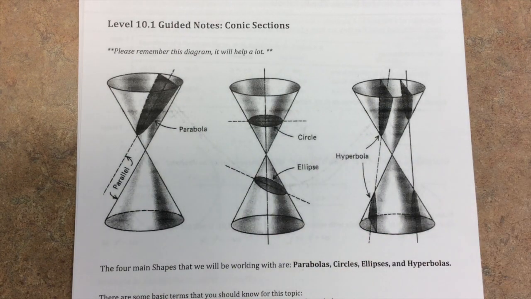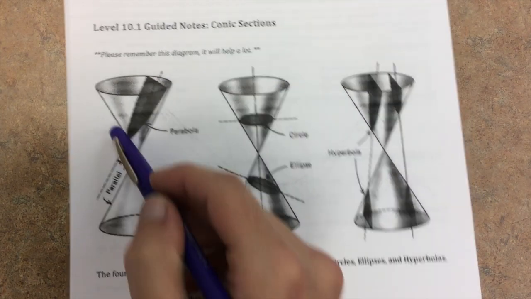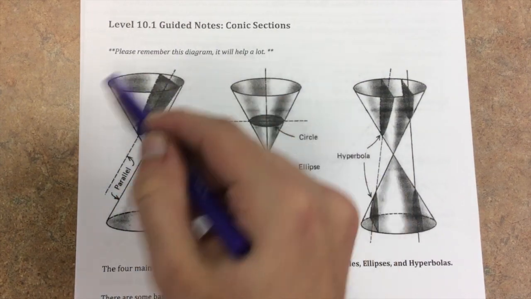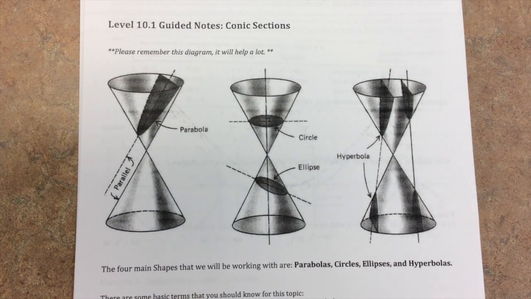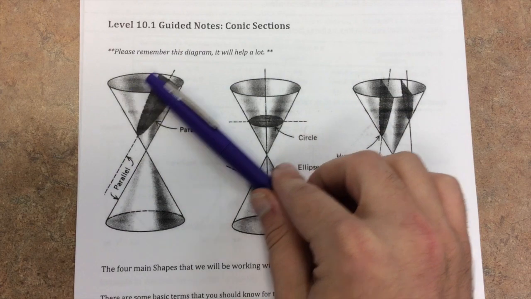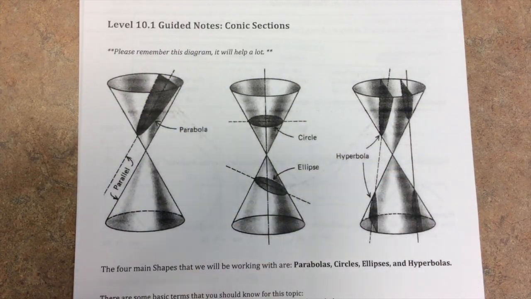So what that means is you start with a cone. Here we have a double cone. And all you do is you make an X, you spin that around. In order to get our 4 different conic sections, if we slice through an endpoint, one part of our cone, we get the shape of a parabola.